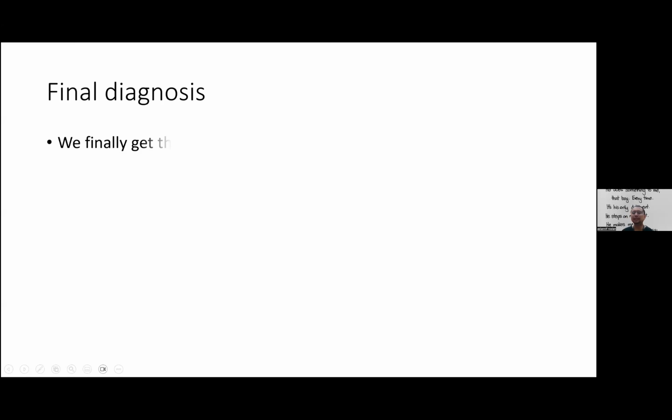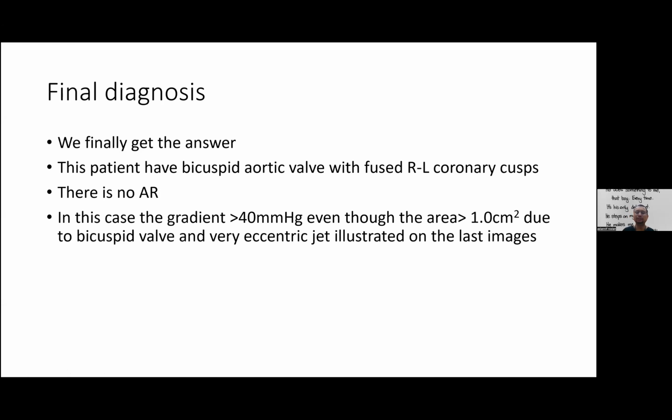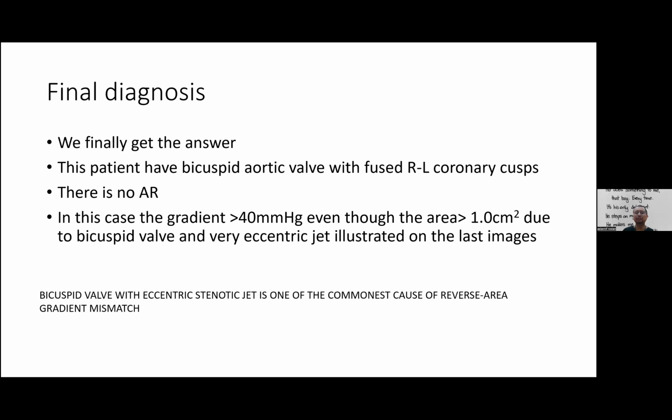So we finally get the answer for this patient. This patient has a fusion of right and left coronary cusp with bicuspid valve. There is no aortic regurgitation. In this case, even though the area is more than 1 centimeter squared, the mean gradient is more than 40 because of the bicuspid valve and the eccentric jet, as illustrated on the last image.